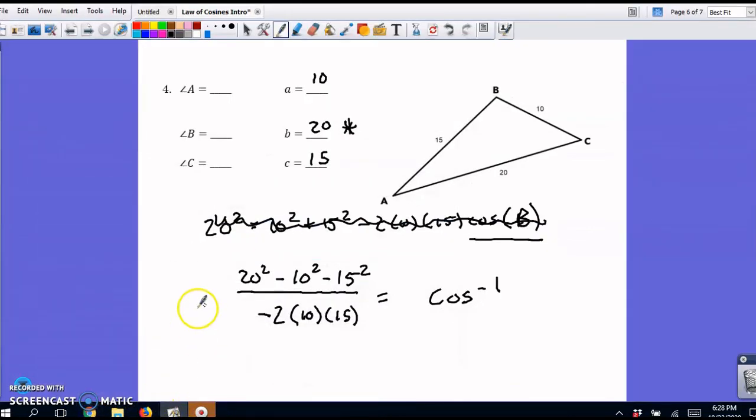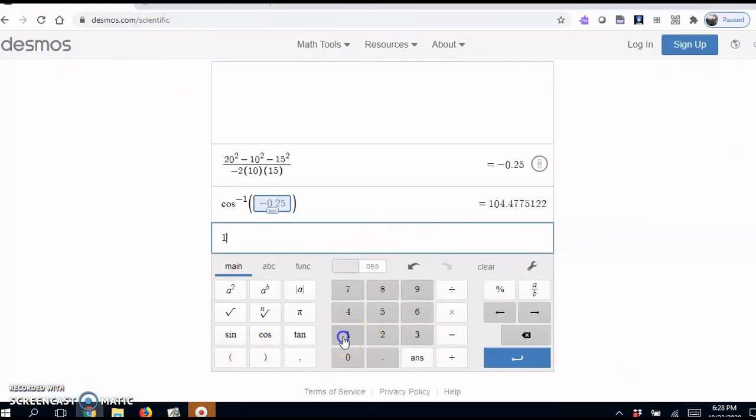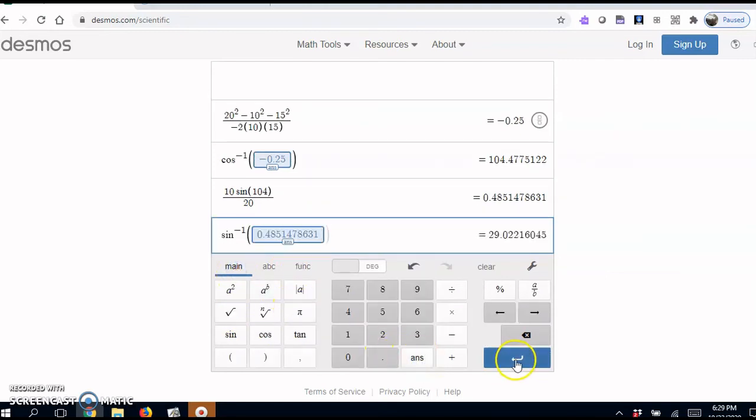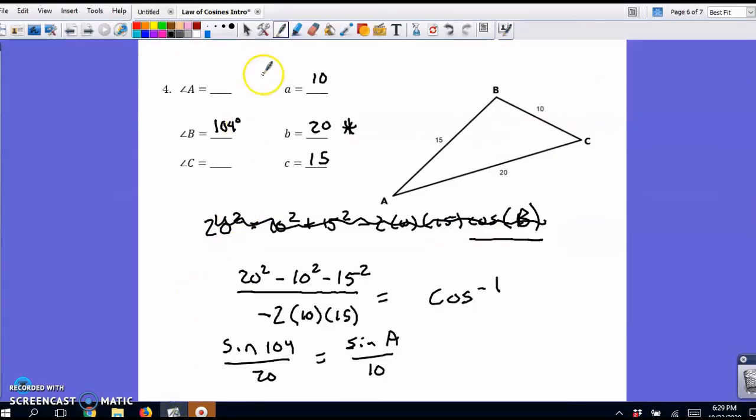So that is, oh yeah, 104 degrees. Now it doesn't matter which one you solve from here. For the sine, you're going to have to go back to law of sines: sine of 104 over the 20 equals the sine of A over 10. That's 10 times sine of 104 divided by 20. And inverse sine, that answer, that's a 29-degree angle. So A is 29 degrees. Now that you know two, take your 180 and subtract them both, and that would be 47 for C.